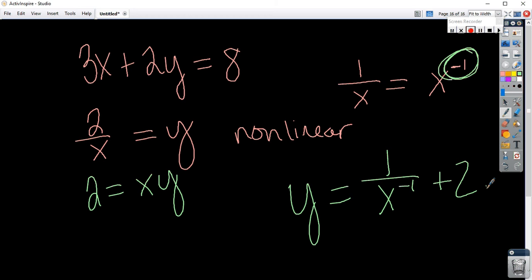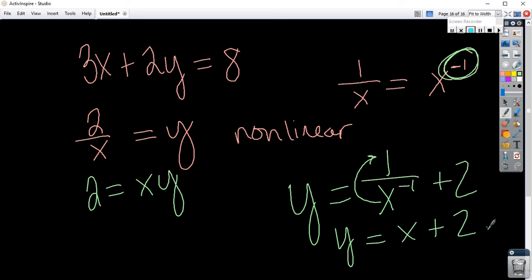Think about two negatives make a positive, right? If it's negative in the bottom, you move it up and make it positive. It changes the sign when you cross over the fraction line. So n would be x. So this is the same thing as y equals x plus 2. So yes, that is linear.